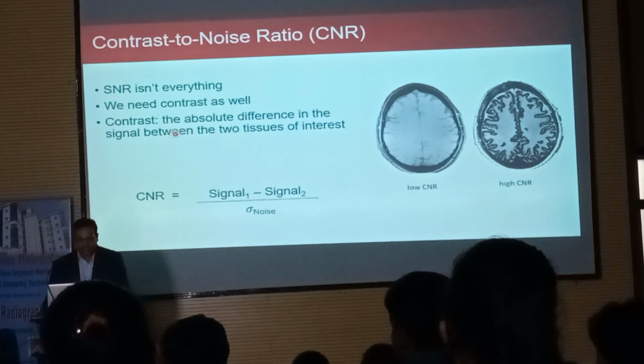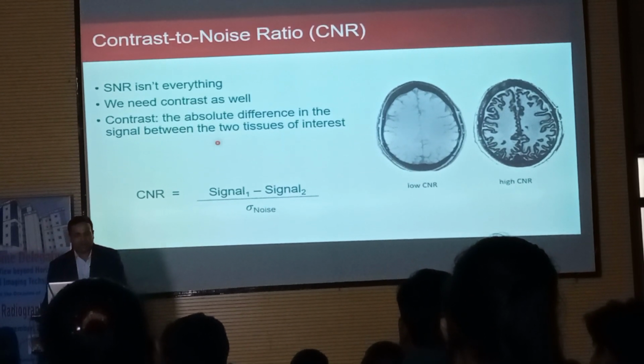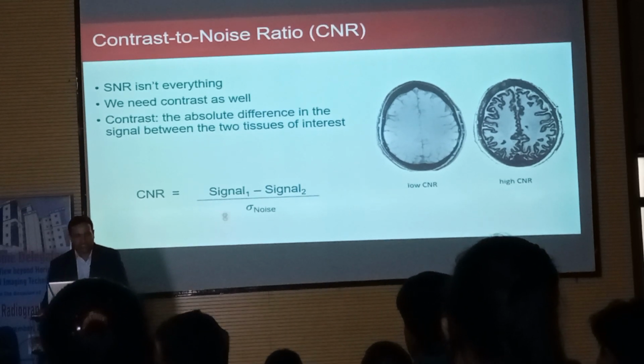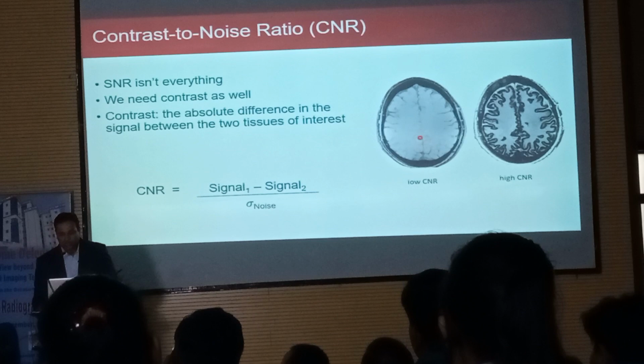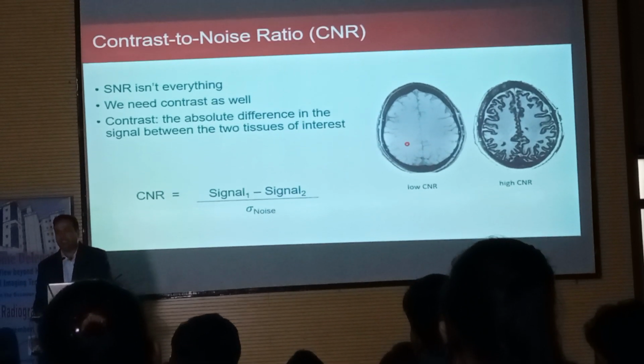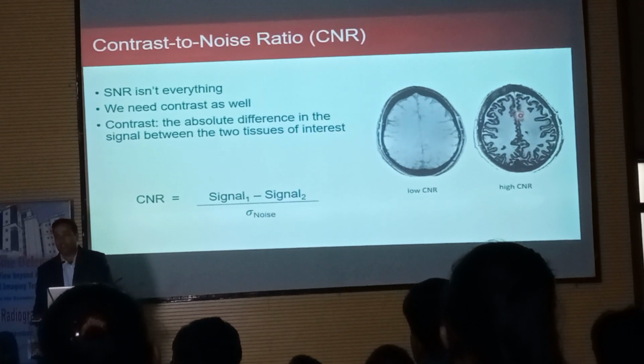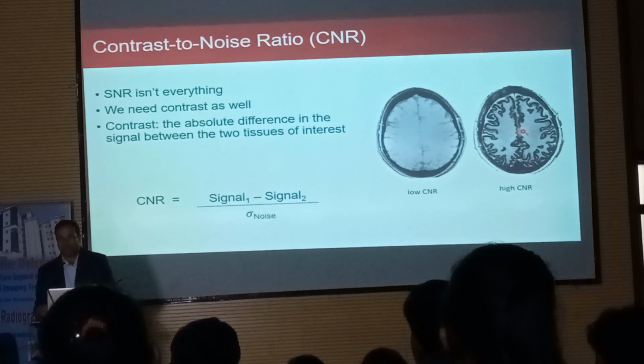What is contrast? It is defined as the absolute difference between the signal of two tissues of interest. So signal of tissue 1 minus signal of tissue 2, divided by the standard deviation of noise. So here you can see low contrast images are on the left. On the right we have high contrast images where we can segregate between gray and white.